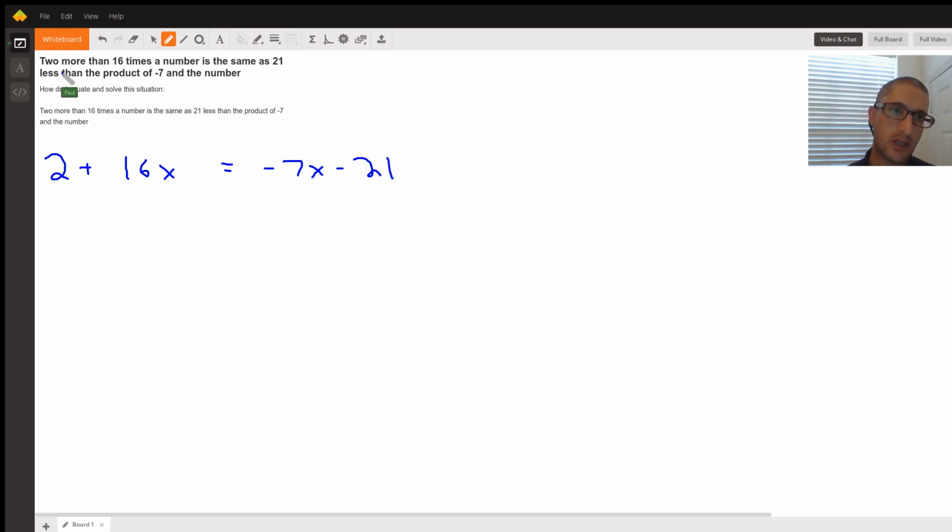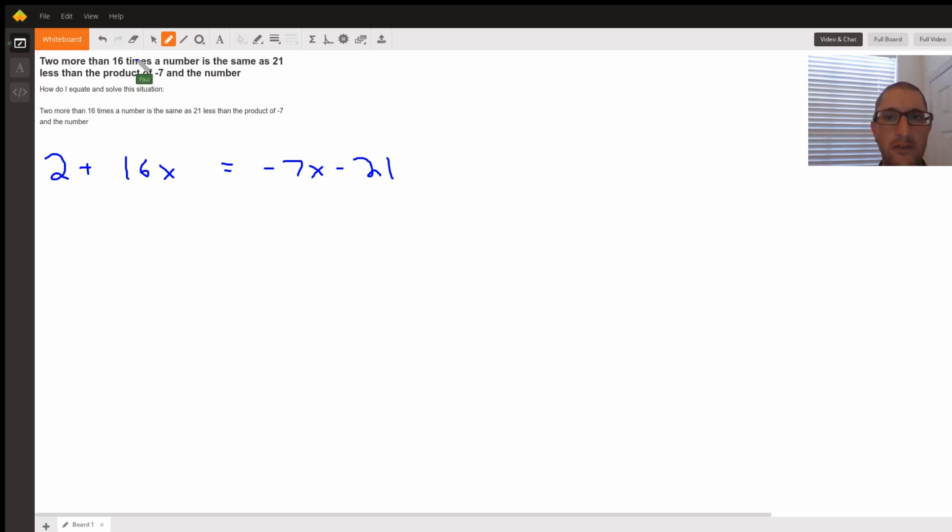So instead of reading the entire sentence, it's probably a good idea to read part of it and then write something down, read the next part, write something down, as opposed to reading the whole thing and trying to write everything down. Okay, so I'm taking this directly from what they're saying. They say 2, so I write 2. More means plus. Then 16 times. Here's our 16, a number. We don't know what the number is. And the go-to variable to use when we don't know what a number is, is x. So that's why I wrote an x here. The times also means multiply. It's the same as product.